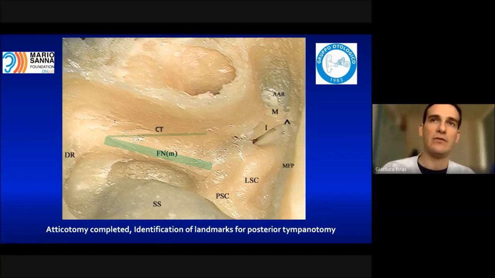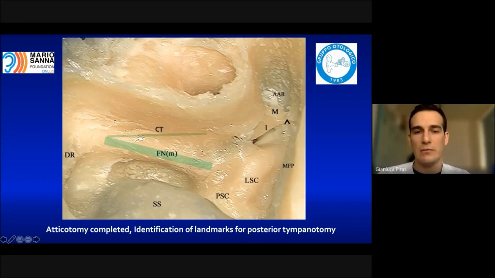Which are the landmarks for the posterior tympanotomy? Short process of the incus, facial nerve, chorda tympani. If you find the beginning of the chorda tympani, you have a virtual triangle that could be drilled. And so you can drill all the space between these two landmarks, following the direction of the short process of the incus, and you don't have to be scared, neither for the facial nerve or the posterior wall of the external auditory canal.